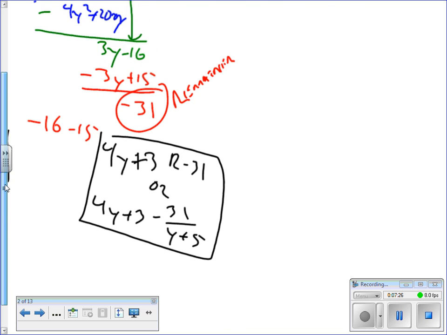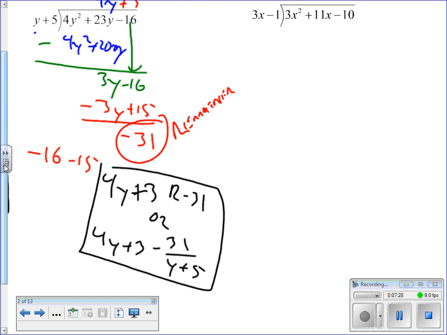Okay, what did we divide by? We divided by y plus 5. Our remainder is negative 31. Negative 31 over y plus 5. Either one of those are acceptable answers. Okay? You with me so far? Yeah. It's not too bad.